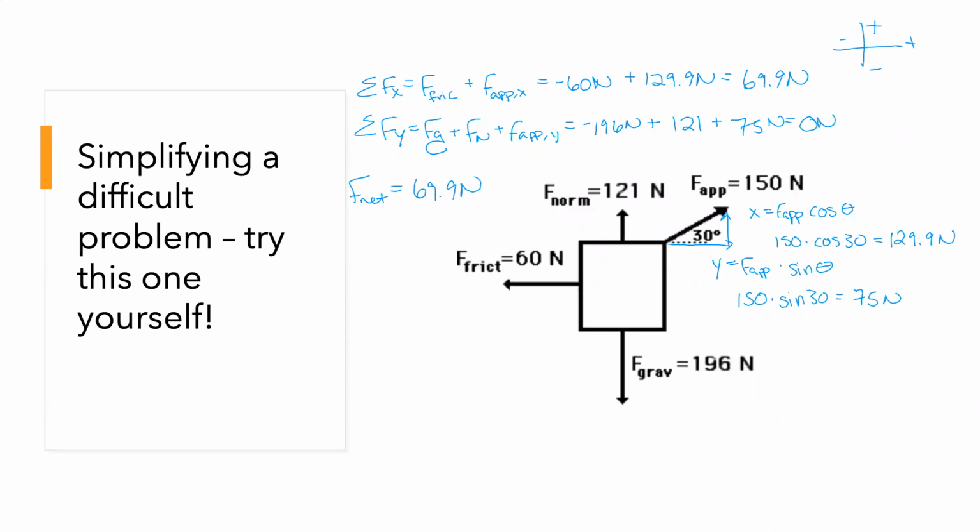Okay, so again, adding one of these angles certainly could look challenging, right? But all we're using is our trig functions. We're separating it into its x and y components, and then adding up all the x's, adding up all the y's to get an F net. All right.